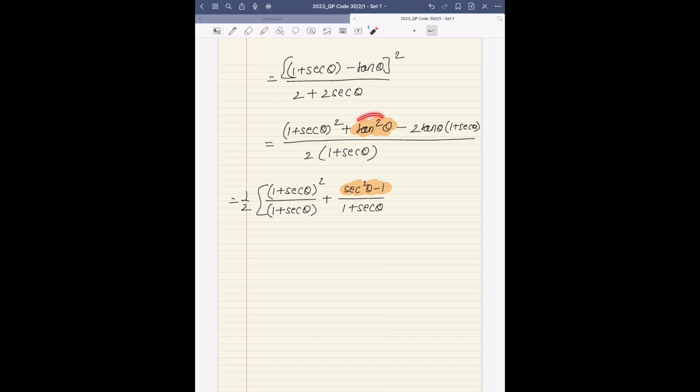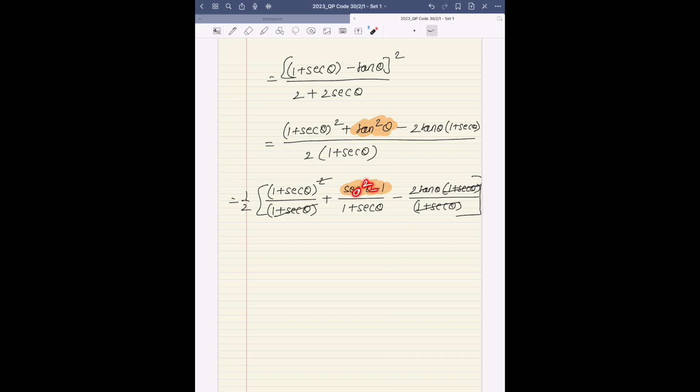Again, I'm highlighting to show that tan square theta has been written as sec square theta minus 1, minus 2 tan theta into (1 plus sec theta), whole divided by (1 plus sec theta), bracket closed. So 1 plus sec theta goes here, also 1 plus sec theta goes. What about this? Same thing.